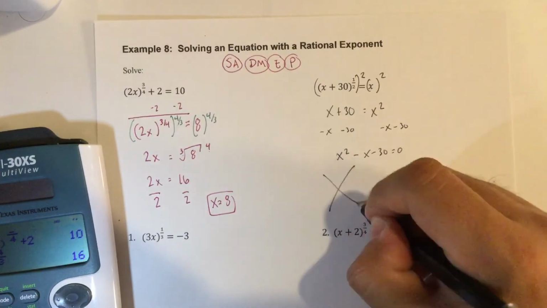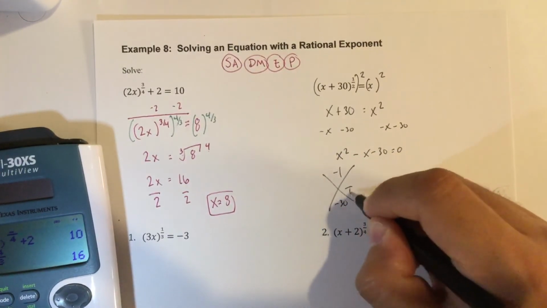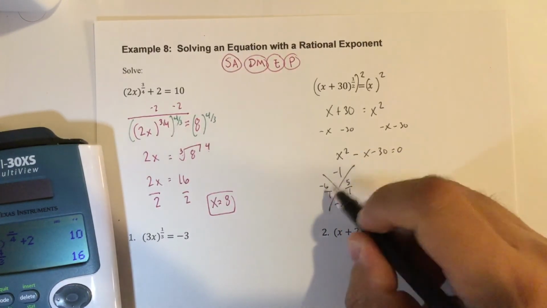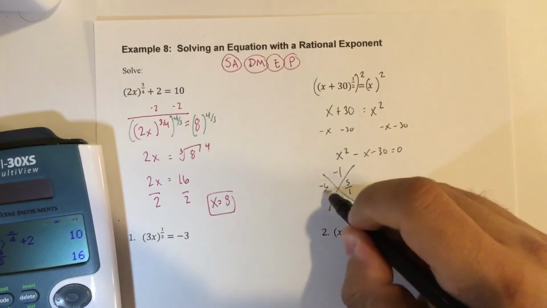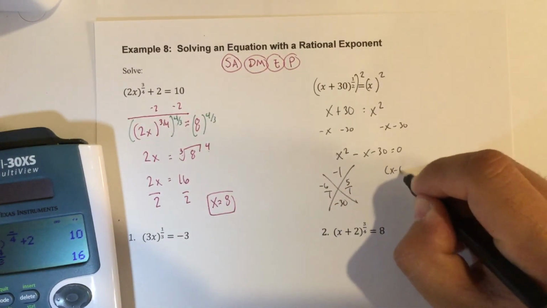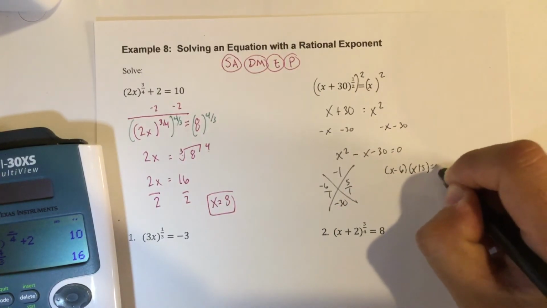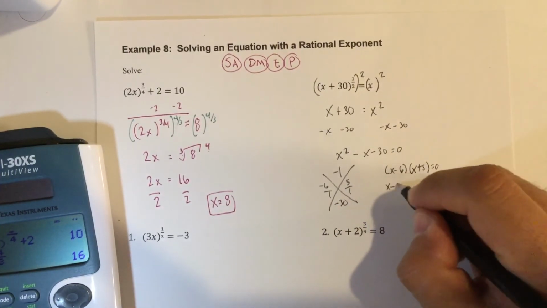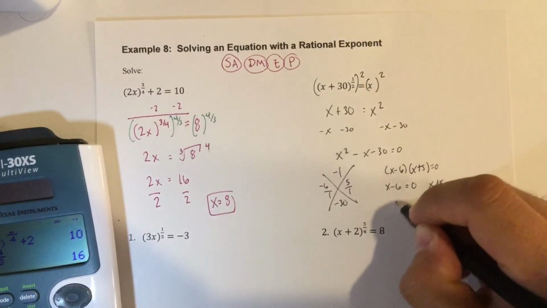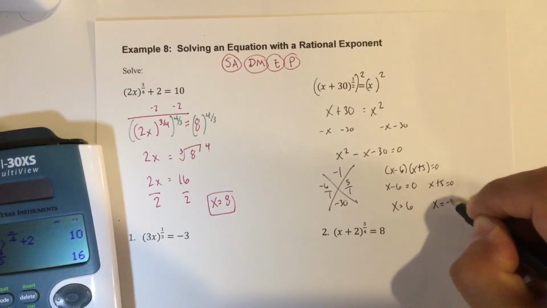X method, negative 1. 1 times negative 30 is negative 30, divided by 1, which is your a value. So that's going to be negative 6 and 5, because negative 6 plus 5 is negative 1. Negative 6 times 5 is negative 30. Negative 6 divided by 1 is negative 6. 5 divided by 1 is 5. Set each one equal to 0. So x is equal to add the 6, subtract the 5.